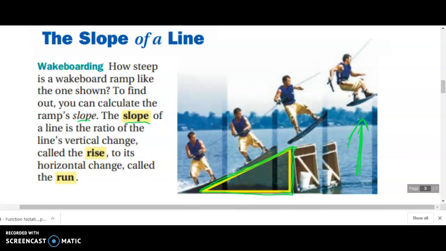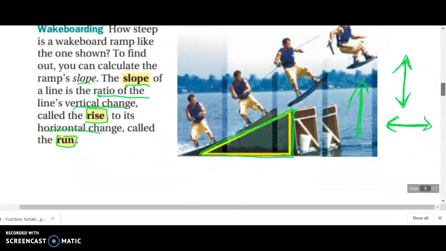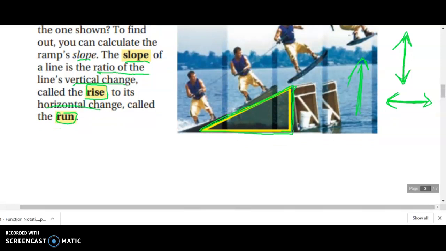The slope of a line is the ratio of the line's vertical change, called the rise, to its horizontal change, called the run. If we talk about vertical change, we're talking about going up and down. You notice how on the graph before we talked about how the miles per hour went up or down, and then the horizontal change, we're talking about going left and right, and that's how, when we talked about how much time it was taking to make that change, okay? So those were all slopes we were calculating between different points.